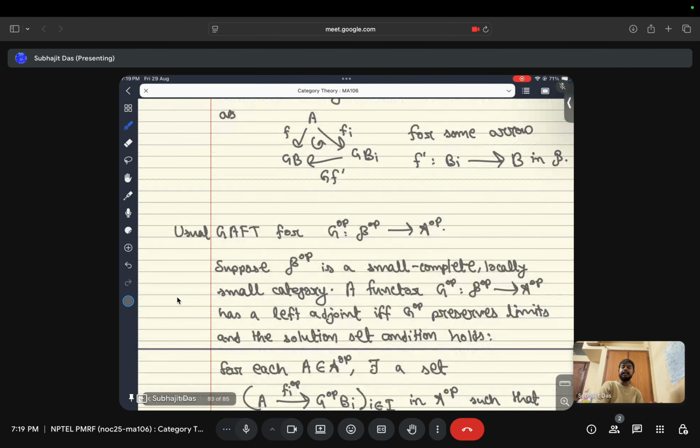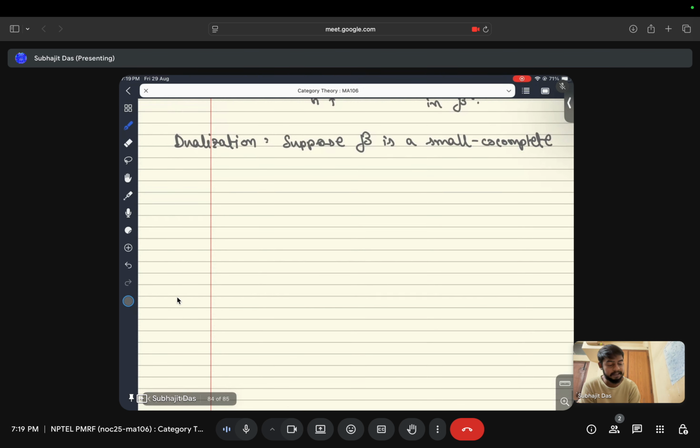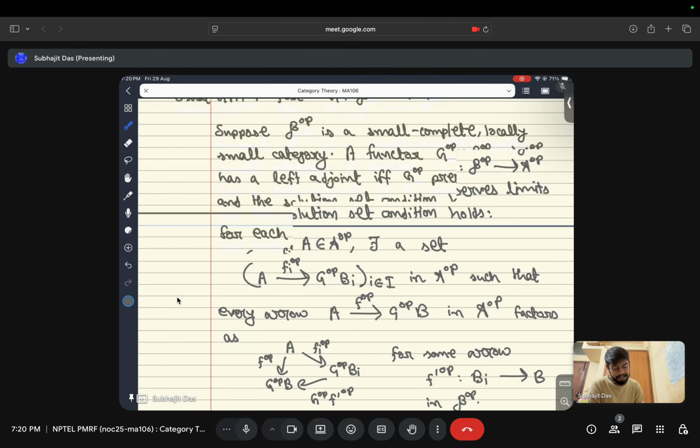Locally small is a set theoretic condition. So if B op is locally small, we know that the Hom set in B op in the direction from B to B prime is exactly defined to be the Hom set in B from B prime to B, right? Which means that if B is locally small, B op has to be locally small. This is just a set theoretic condition. So locally small will remain the same. Small co-complete, locally small category.